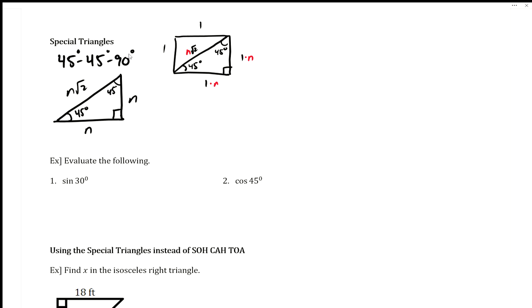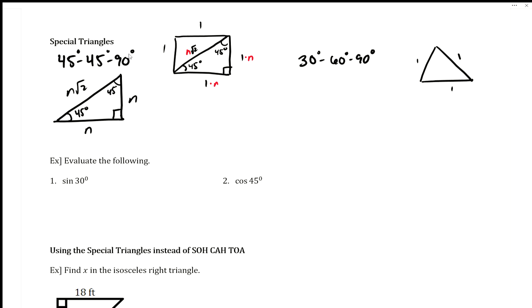Okay, so this is going to be true for all right 45, 45, 90 degree right triangles. So we'll show how we use this in just a second with some different cases. Let's get our other special right triangle. The other special right triangle is the 30 degree, 60 degree, 90 degree right triangle. And it comes from using an equilateral triangle.